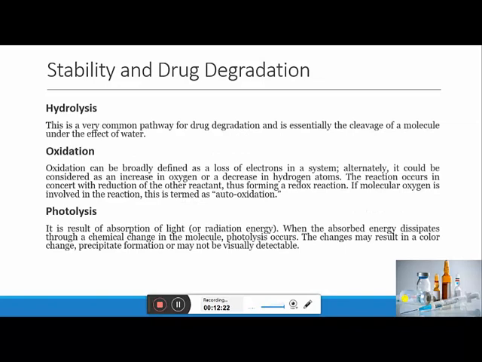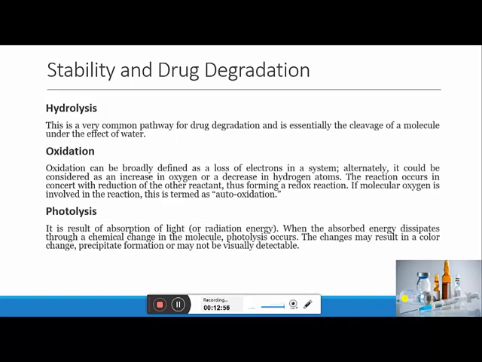So next topic is stability and drug degradation. With solubility, stability of drug is also important because during formulation as well as throughout the shelf life, drug should comply with the labeling criteria and it should remain in its active form throughout its shelf life. There are many drug degradation pathways, but mainly drug gets degraded by three common pathways which are hydrolysis, oxidation and photolysis.